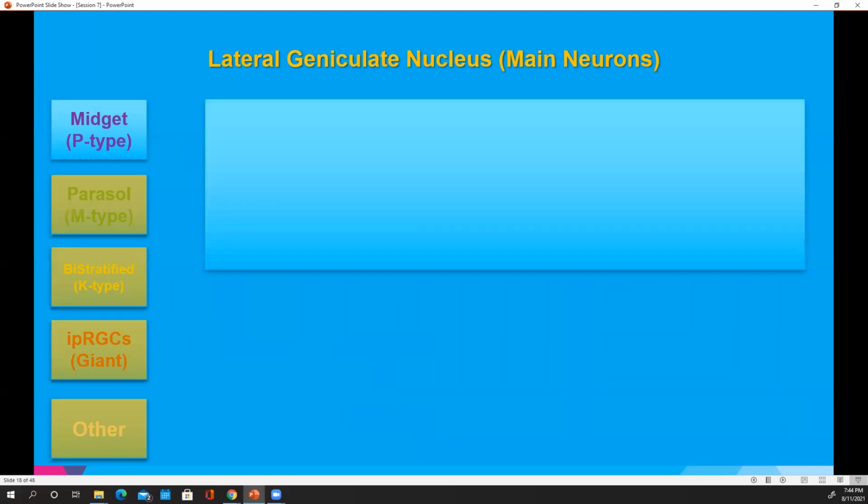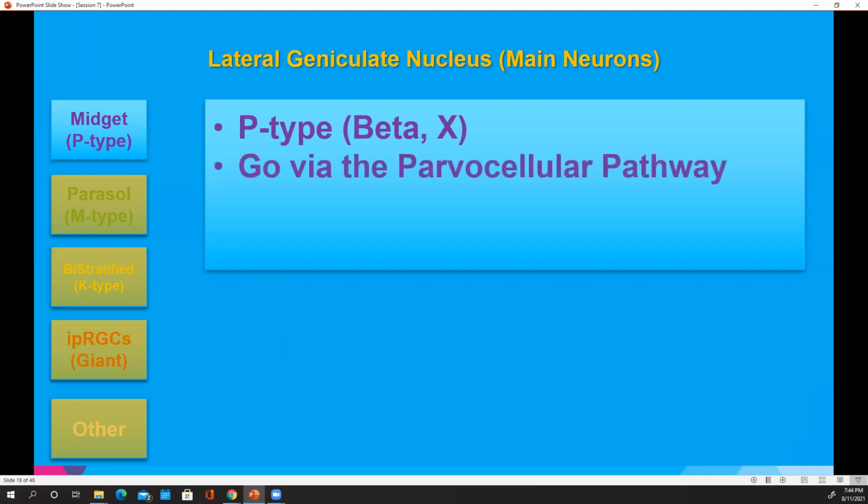Where does it go in the LGN? You already know, but we're going to talk about it. It's P-type. We also know it's called beta. I told you that before, and X. You don't have to worry about that, but beta. It goes via the parvocellular pathway. Therefore, they're touching what are the parvocellular cells, or the parvo cells, or the P cells in the LGN.